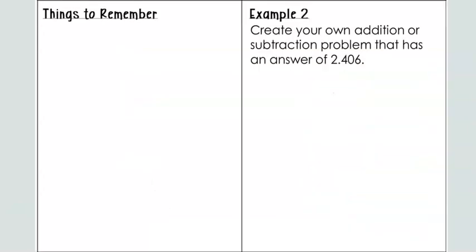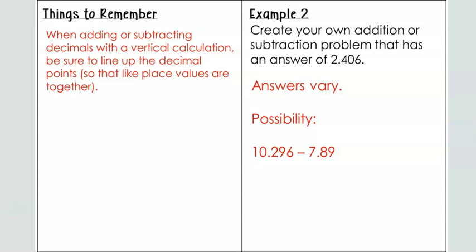Example 2, create your own addition or subtraction problem that has an answer of 2 and 406 thousandths. So there are many of these that you can do. A possibility for me was 10 and 296 thousandths minus 7 and 89 hundredths. Make up your own as long as it has the answer that was requested.